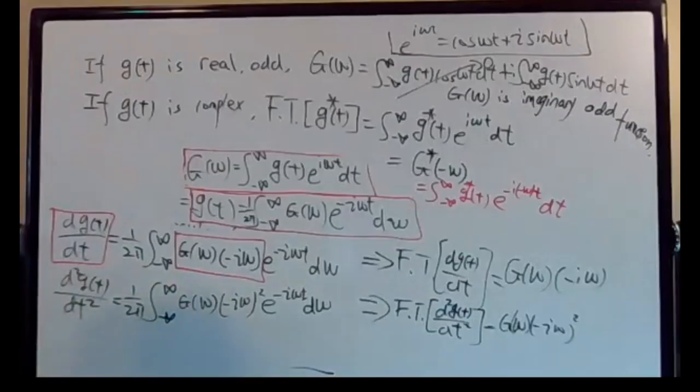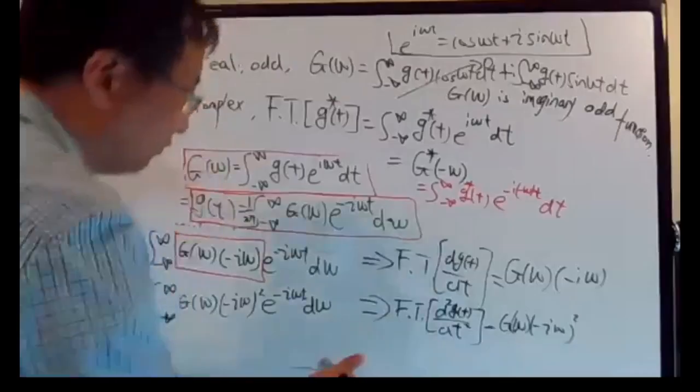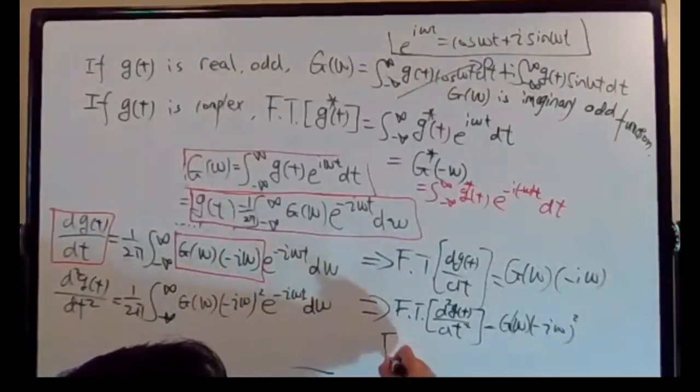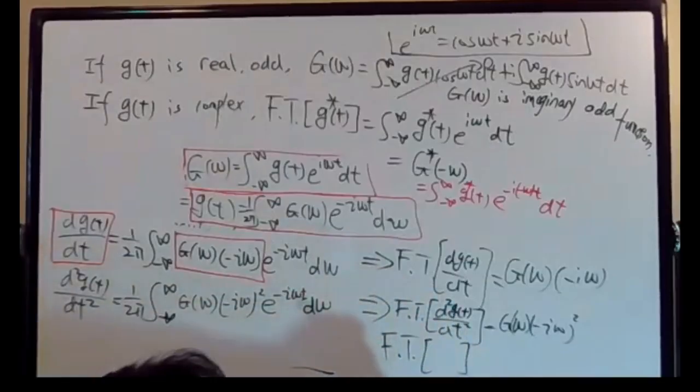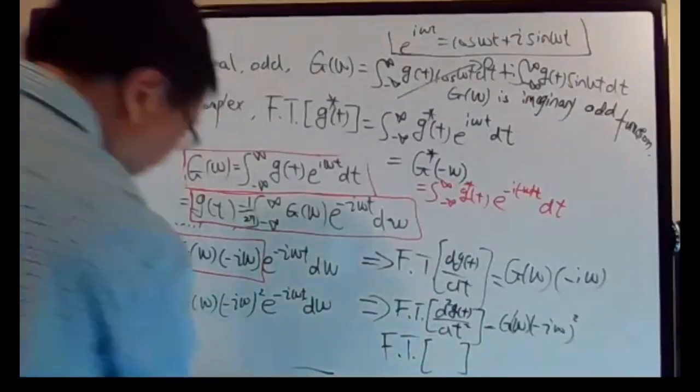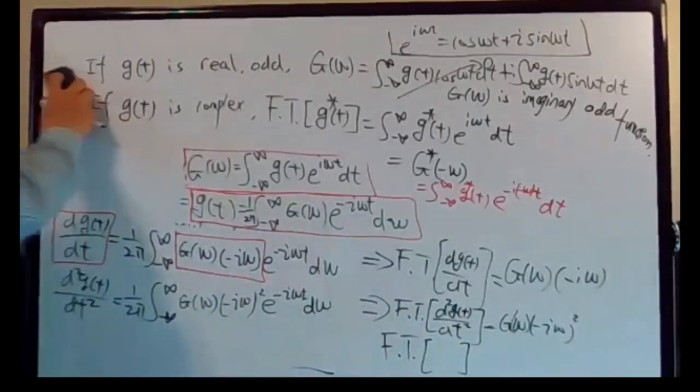We can conclude, we can further take another derivative, and in that case, we can further conclude the Fourier transform of the nth order derivative. Let me write the equation here. We don't have the space, so let me write it here.